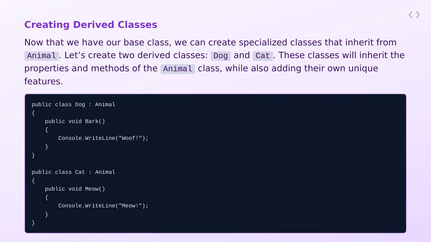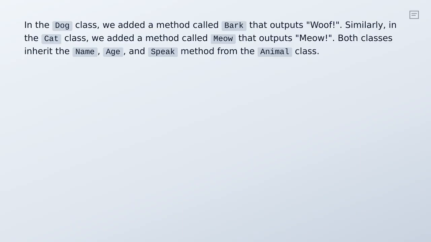Next, creating derived classes. Now that we have our base class, we can create specialized classes that inherit from Animal. Let's create two derived classes, Dog and Cat. These classes will inherit the properties and methods of the Animal class, while also adding their own unique features. Review the class shown on screen and how its members are organized. In the Dog class, we added a method called bark that outputs woof. Similarly, in the Cat class, we added a method called meow that outputs meow. Both classes inherit the name, age, and speak method from the Animal class.